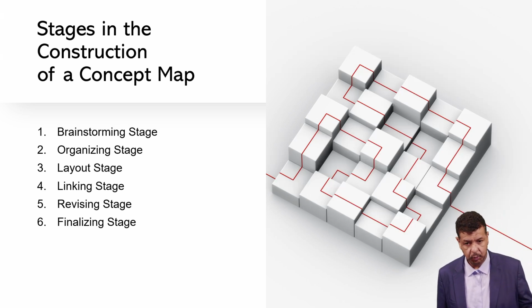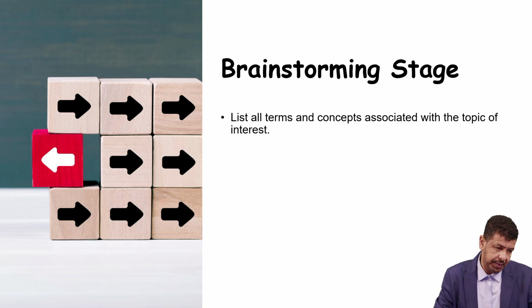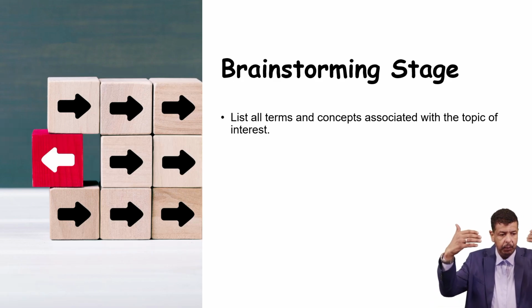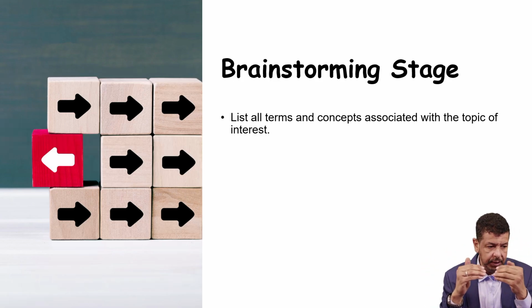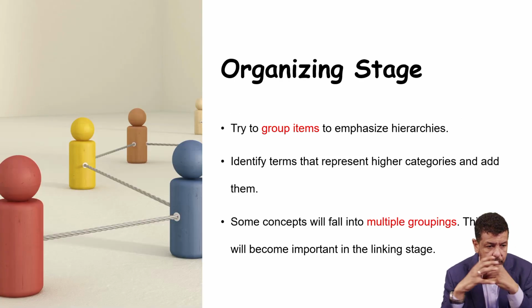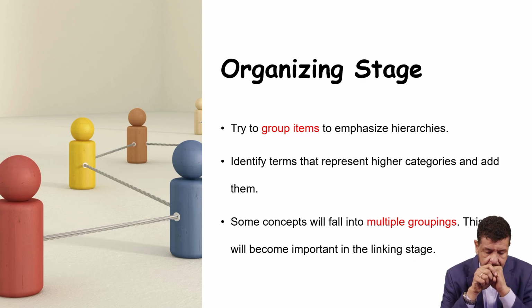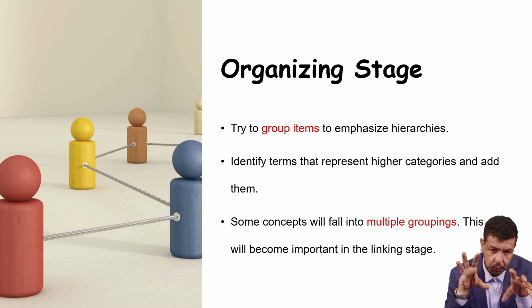Let us start with the first one, the brainstorming stage. In brainstorming, I should list all the concepts, and we have discussed earlier what makes a good and a poor concept. Please go back to the video and watch again the criteria of a good concept. After brainstorming, we should move to the organizing stage. In the organizing stage, we need to group these items together. It's very important in this stage to be wise in the grouping.